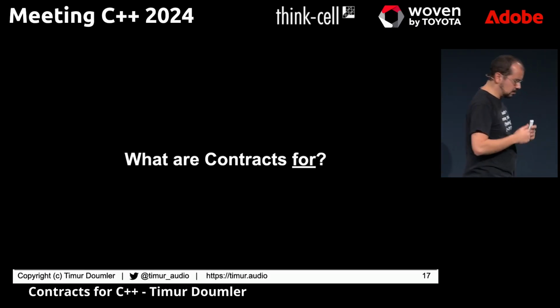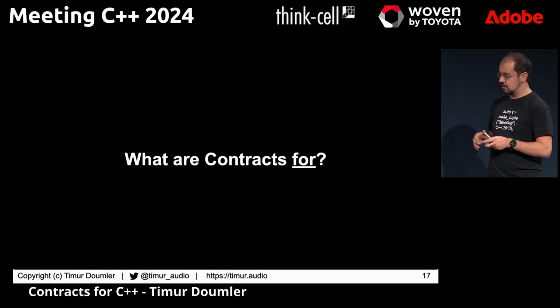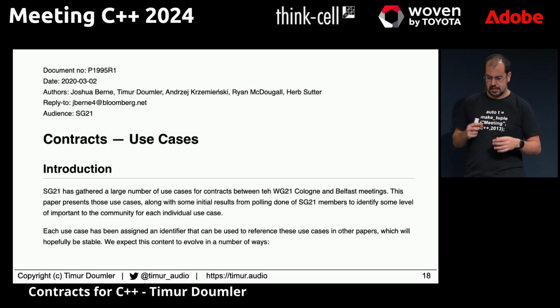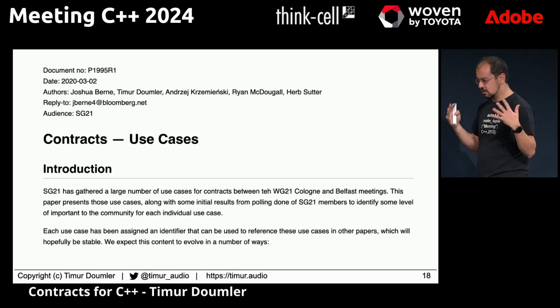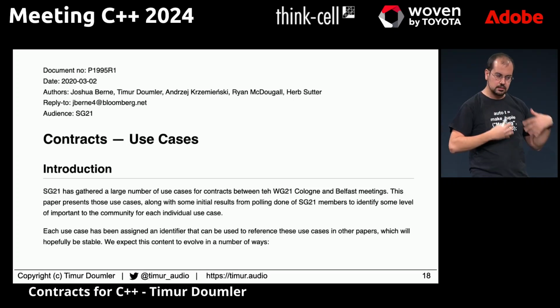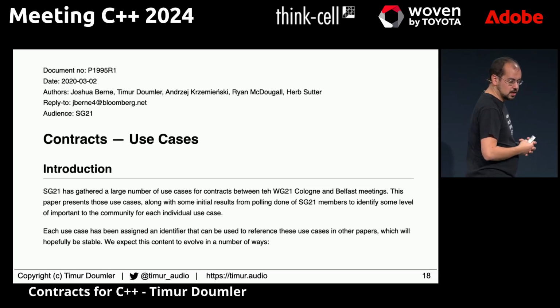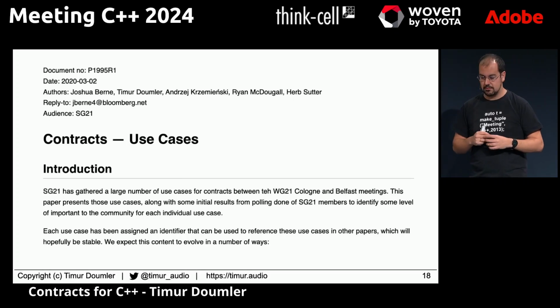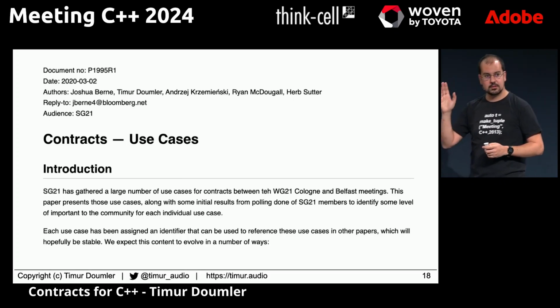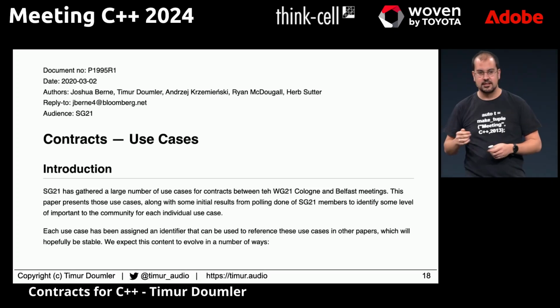And we said, OK, let's go back to the basics and figure this out. So we wrote this paper that tried to collect the different use cases for contracts. What could you use contracts for, or any kind of hypothetical feature that we could specify and implement for C++. Guess how many use cases we found? Anybody wants to shout out a number?